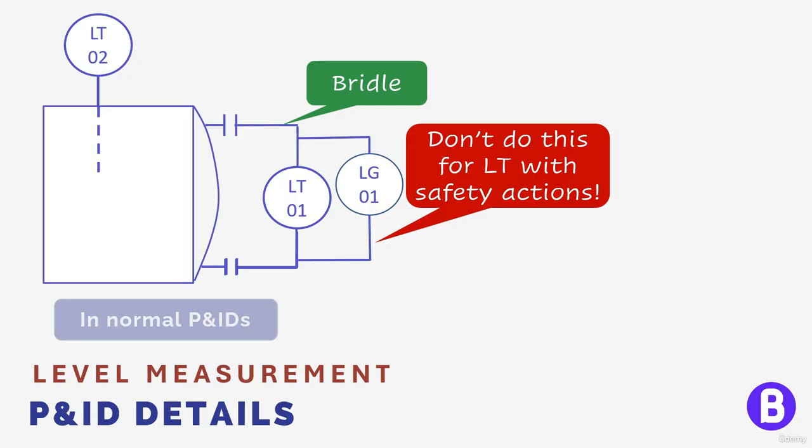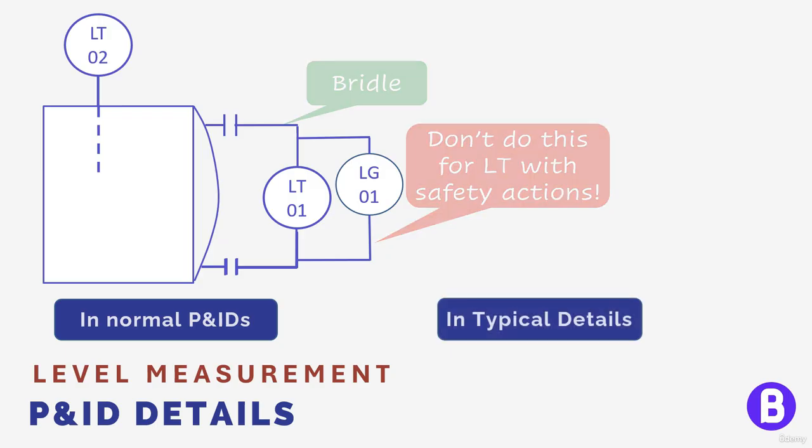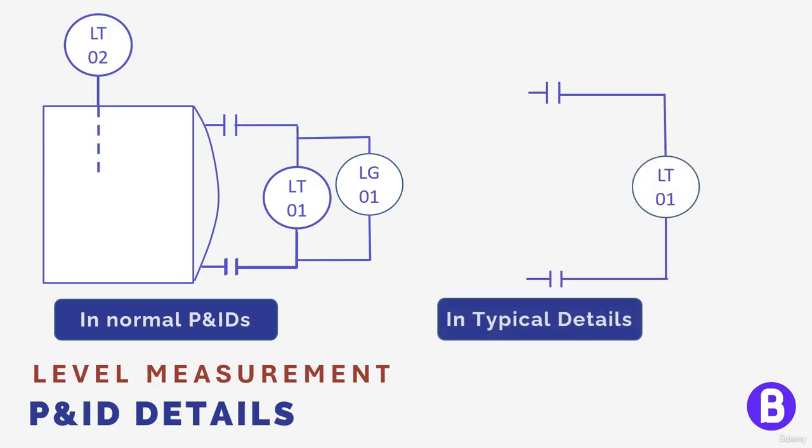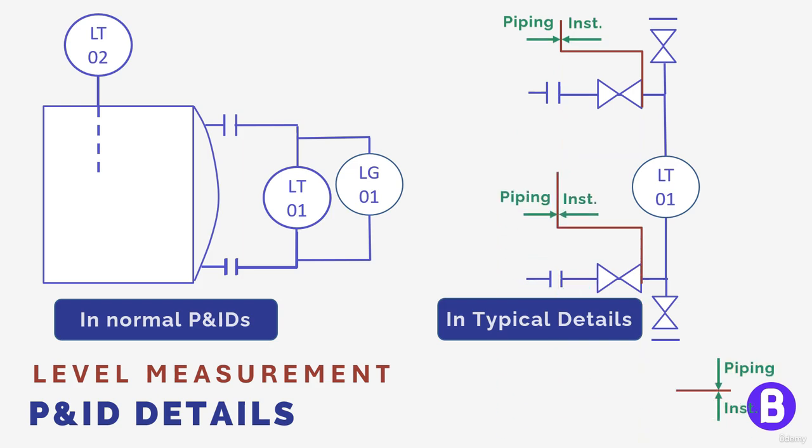So this is a simplified drawing of a P&ID. What about the details that are shown in the typical details drawing? The details usually show isolation, vent, and drain valves to enable the maintenance of the instrument. They can also show what shall be provided as piping and what shall be provided by the instrument supplier. These interfaces are very important in order to ensure that each one supplies what he is responsible for.